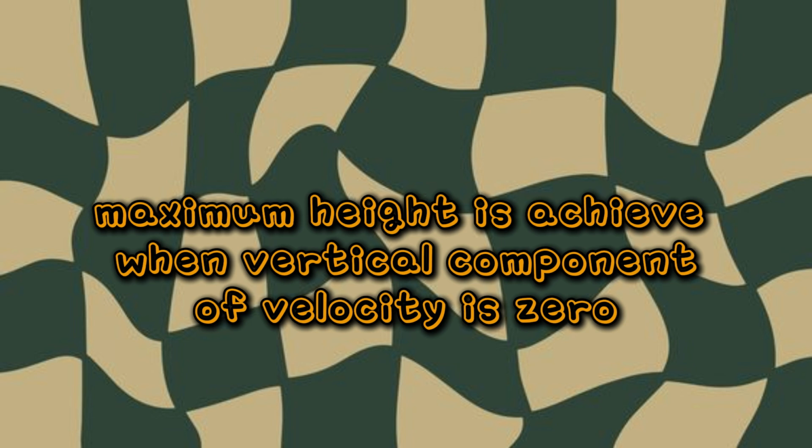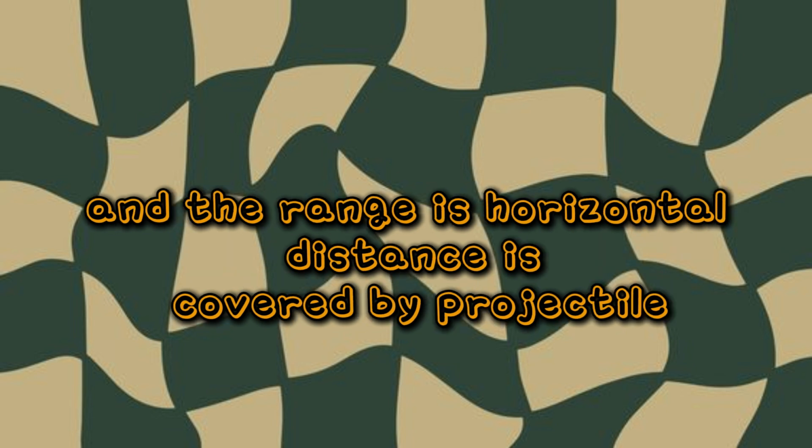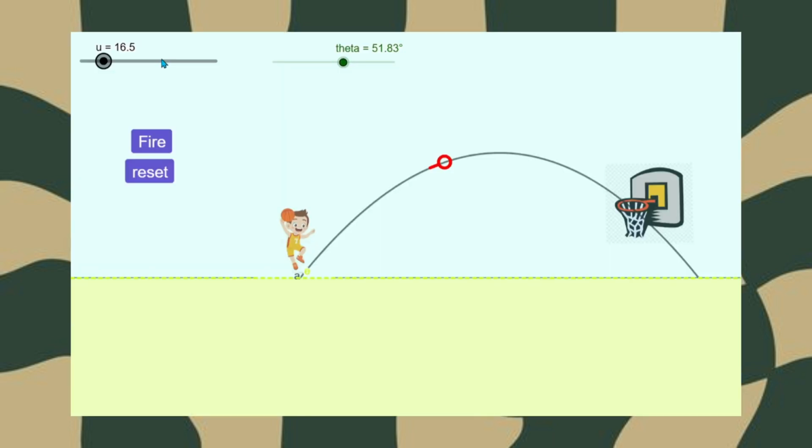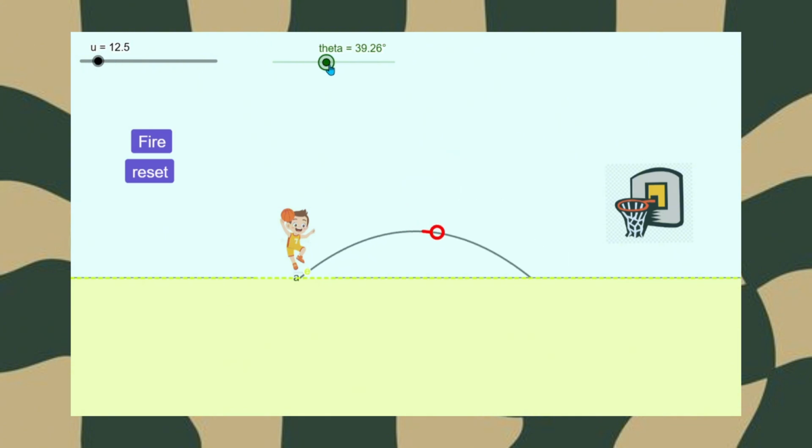What we can observe from this GeoGebra simulation is the maximum height, achieved when the vertical component of velocity is 0, and the range, which is the horizontal distance covered by the projectile, and the time of flight, the total time the projectile stays in the air. In the simulation, adjusting the angle and initial velocity helps to understand how they influence the projectile range and height.